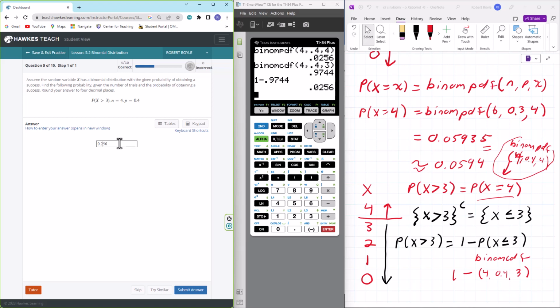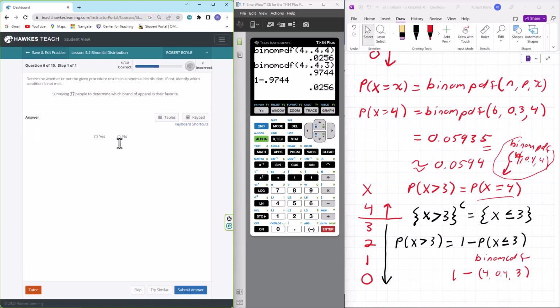Oh, I need to get the other 0 there. There we go. And there we go. We are halfway done. Determine whether or not a given procedure results in a binomial distribution. If not, determine why the condition is not met. We're going to survey 37 people to determine which brand of apparel is their favorite.